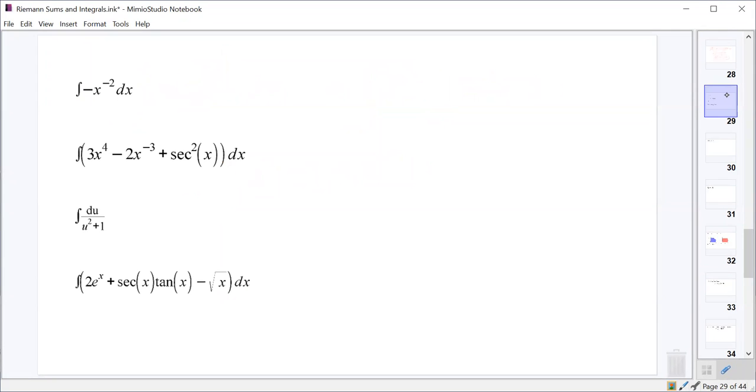All right. Do these four. Having you guys practice some of these nice easy ones today. So you got 4 of them right there. Ready, go. All right. So negative x to the negative 2 should just become what? 1 over x. 1 over x plus your constant. What about the next one?